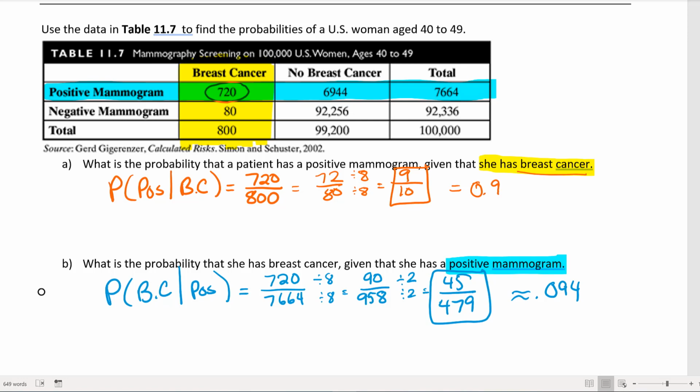So the probability that she has breast cancer, given that she has a positive mammogram, is 0.094, which is really low. Just because you have a positive mammogram doesn't necessarily mean you have breast cancer. That just means that they probably need to do more tests, because there is a large likelihood that it could be a false positive. And this concludes our lesson on events using the word and conditional probability.